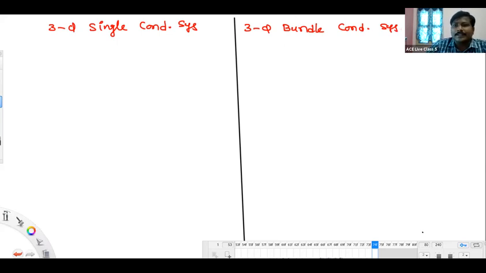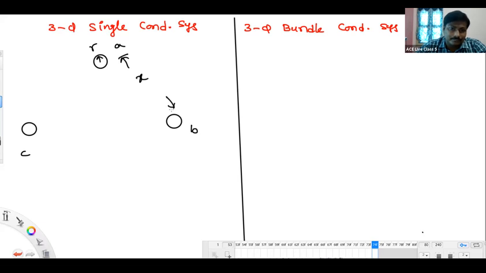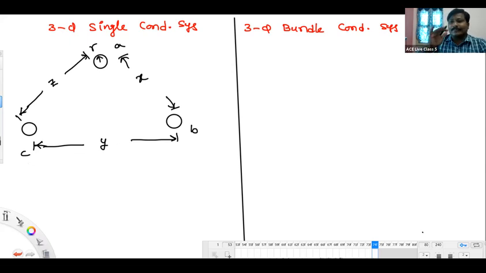So I'm showing three-phase single conductor system first. It's a phase A conductor, and it's phase B, and it is phase C. All the three are of equal size. Each one will have a radius of R. Distance between phase A and phase B, X. Between B and C, it is Y. Between C and A, it is Z. For your understanding, I am giving the radius of each subconductor 4 centimeters in the single conductor system.